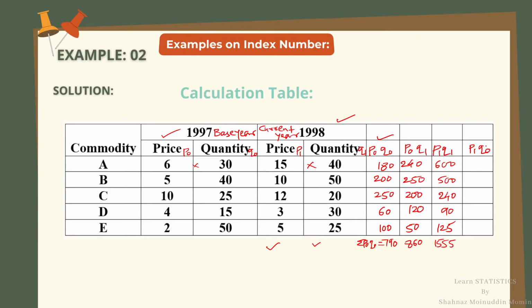Next is P1Q0, price in current year into quantity in base year. 30 into 15, 450. Similarly 400, 25 into 12, that is 300, 45 and 250, and the column total is 1445.